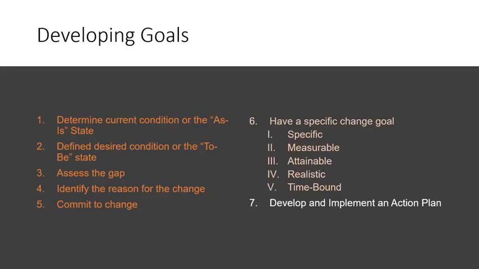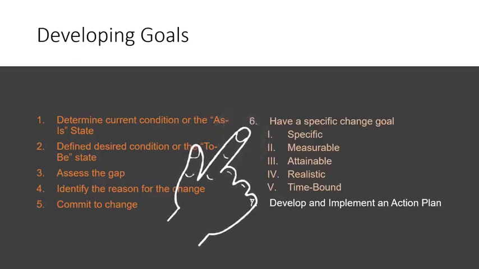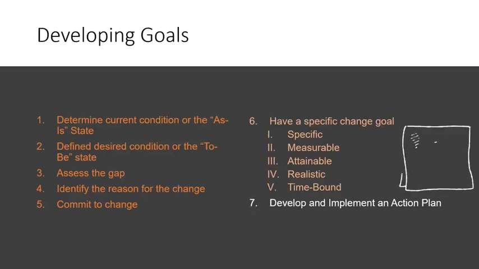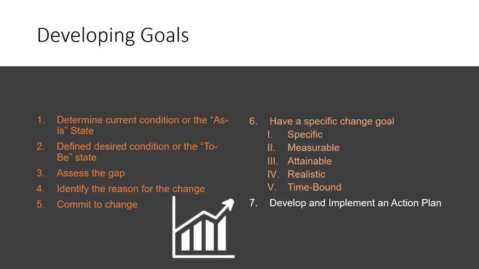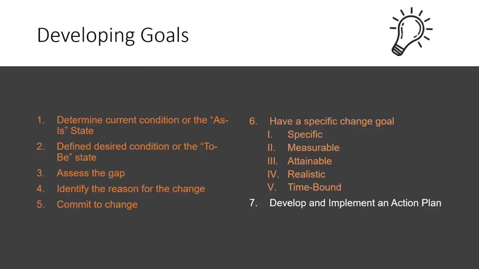Number 6 is having a specific change goal. A rule that meets the essential criteria for goal setting should be documented and use the following. Make sure it's specific. State what is specifically to be accomplished to achieve the goal. Is it measurable? How will accomplishment in this goal be measured? It should be attainable. Have the goal that all stakeholders believe can be accomplished.